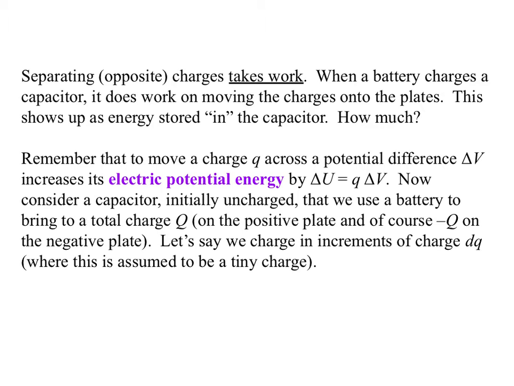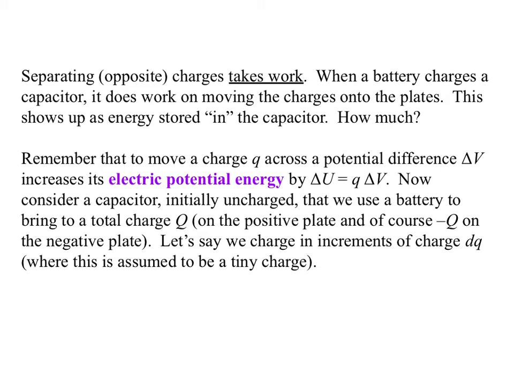Well, remember that to move a charge Q across a potential difference delta V increases its electric potential energy by delta U equals Q delta V. Now consider a capacitor, initially uncharged, that we use the battery to bring to a new total charge of Q, positive big Q on the positive plate, and of course minus big Q on the negative plate. And let's say we charge in increments of charge little dq.